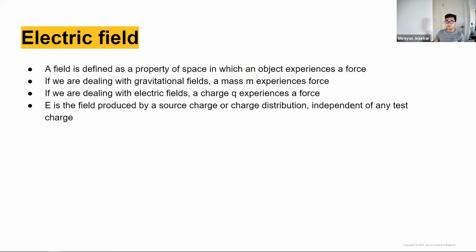So honestly, the best way to go about thinking about electric fields, forces, and charges is the same way you deal with gravity. Instead of a charge, you have a mass. Instead of gravity, you have an electric field. And instead of gravitational force, you have electric force. And we depict electric field by the letter E, and it's the field produced by source charge or charge distribution, independent of any test charge, like I mentioned earlier.